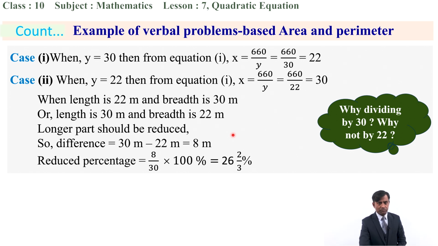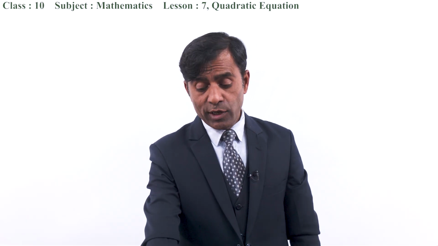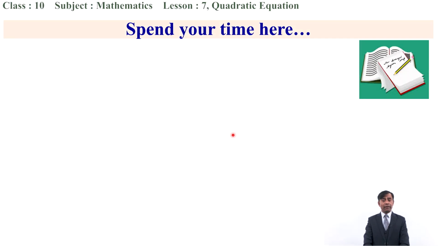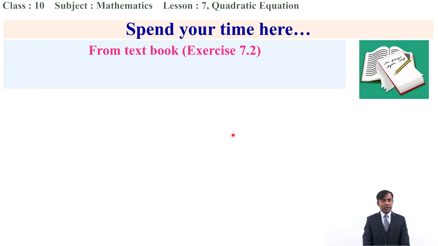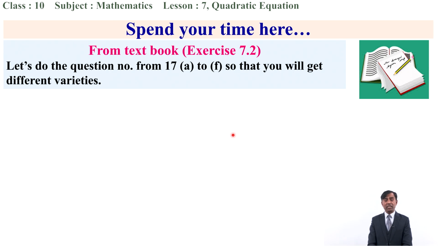So after this, I hope the problems belonging to the rectangle and square case, and similarly the right angle triangle, are clear. We have discussed how to solve verbal problems related to right angle triangle, rectangle and square. Now it's your time to do these problems mentioned on the board, just on the screen, from our textbook, exercise 7.2, questions 17A to F.